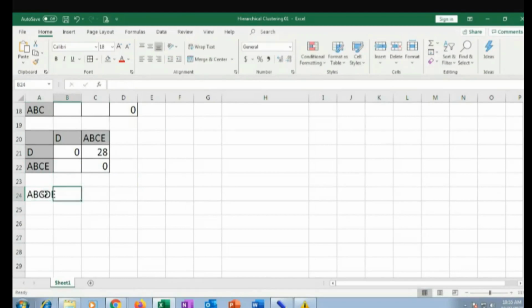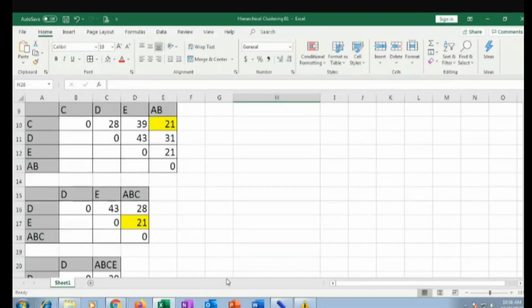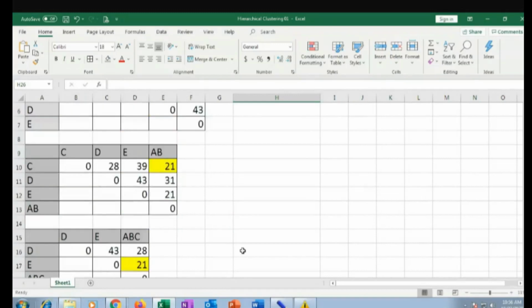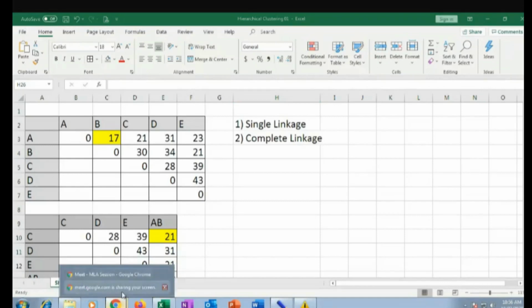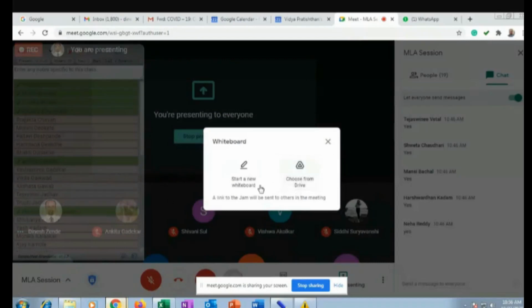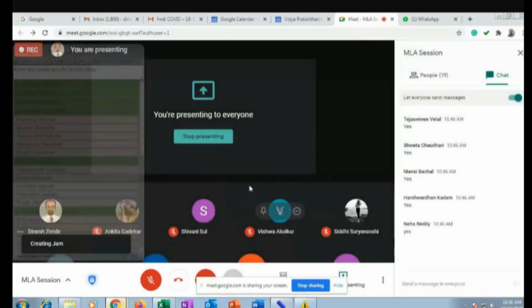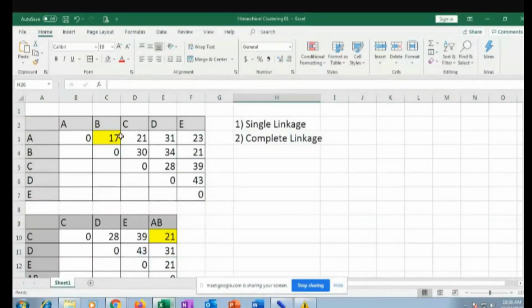Okay, good. And then ultimately what you have is ABCDE versus ABCDE. Okay, I'll write it here. ABCDE, ABCDE. This will be 0. Good. Now, if you go on plotting the dendrogram, what will be the first clusters you have merged? So AB. The first two clusters that you will merge are A and B.